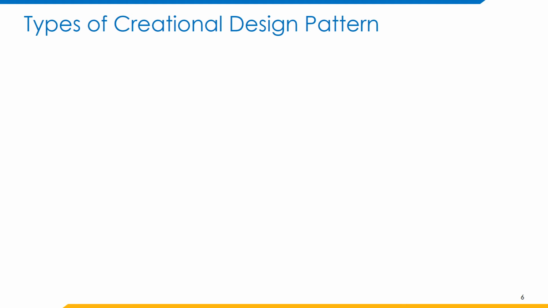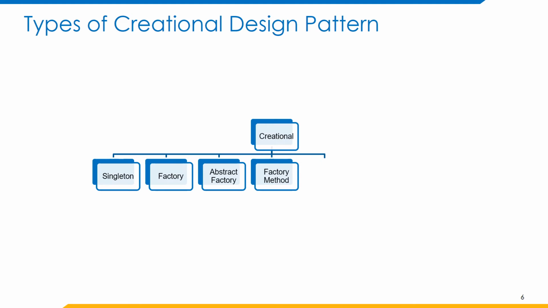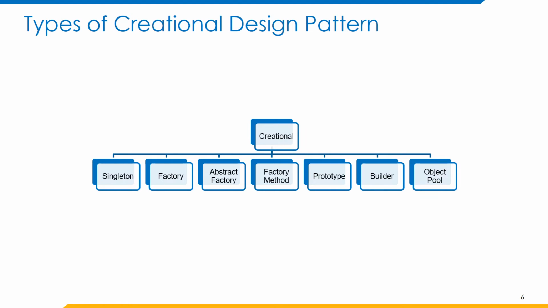So, creational design patterns are divided into 7 categories. These are Singleton, Factory, Abstract Factory, Factory Method, Prototype, Builder, and Object Pool.